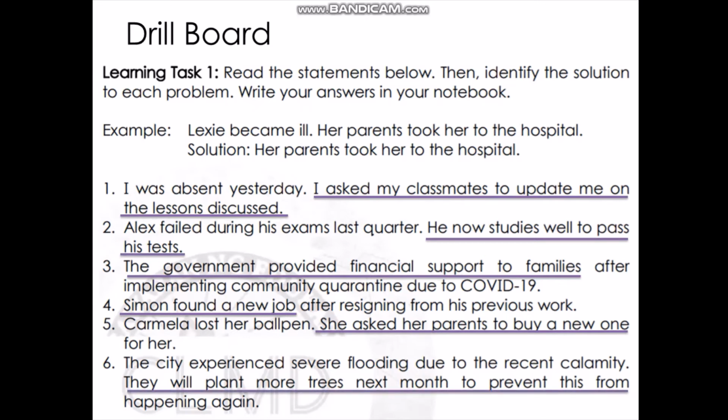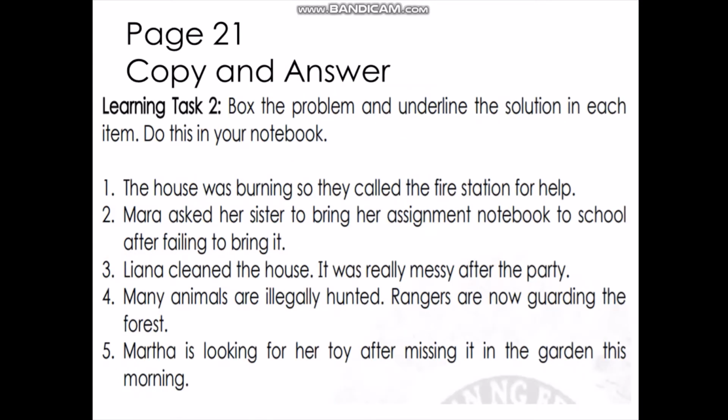The correct answer is they will plant more trees next month to prevent this from happening again. So that is the solution, because the problem was the city experienced severe flooding due to the recent calamity. So that is the problem. So if you got all 6, good job. So now, let's answer it on your paper.